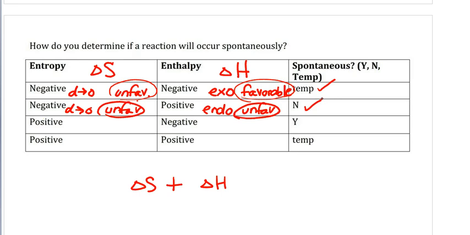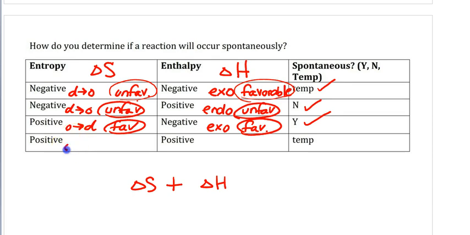Okay? If you have a positive delta S, that means you're going from order to disorder. That is favorable. And if your enthalpy is exothermic, which is also favorable, now we know for sure we're going to have a spontaneous reaction. They're both favorable conditions. It's exothermic. It's going in the way the world works. It's a beautiful thing. It's going to move.